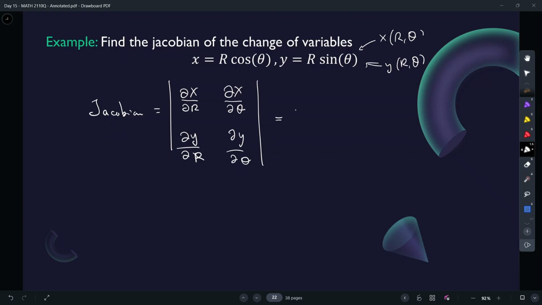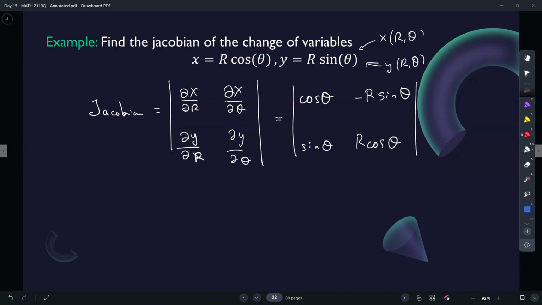So what is the derivative of x with respect to r? It's cosine theta. What's the derivative of x with respect to theta? That will be minus r sine theta. We're doing partial derivatives like we learned before. The partial of y with respect to r, that is sine theta. And the partial of y with respect to theta, that is r cosine theta.